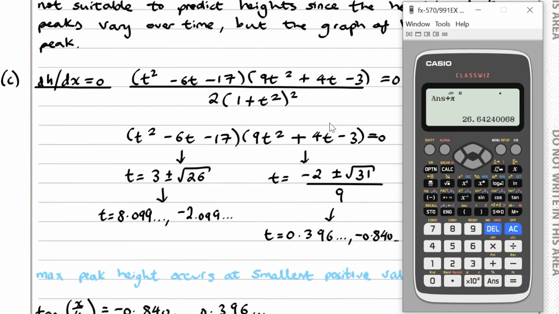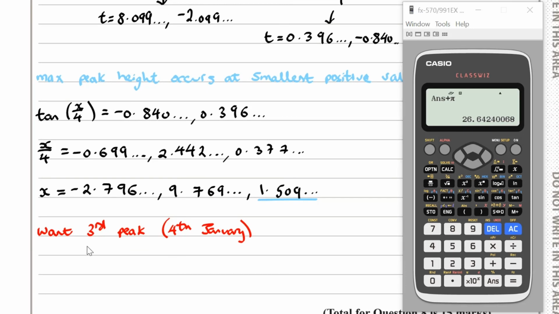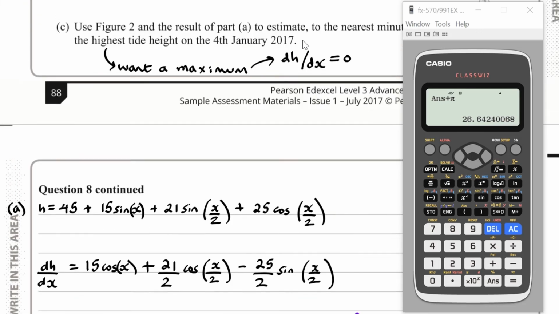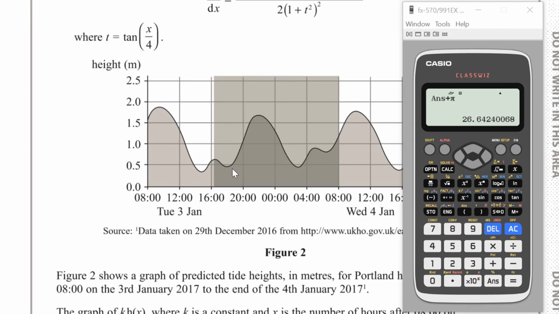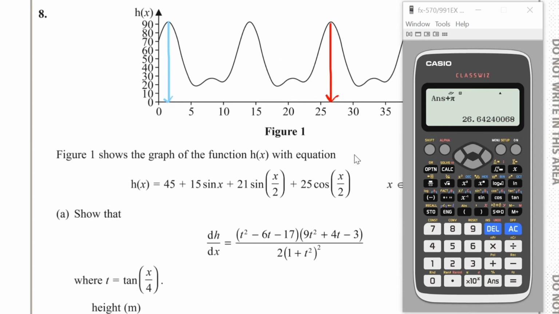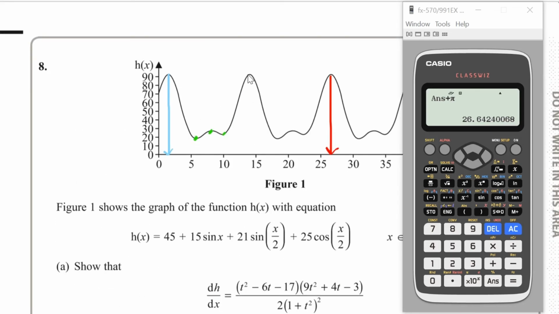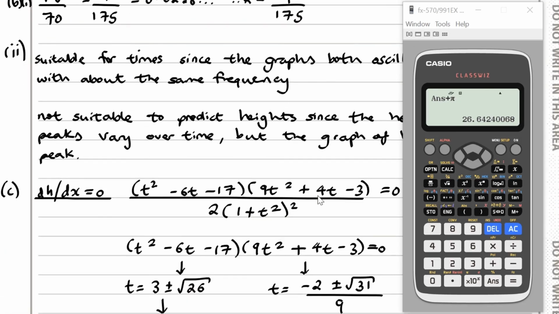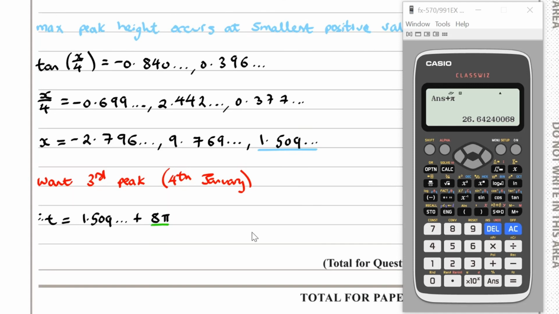So therefore, you'd hopefully see that t is equal to this 1.509, etc. plus 8 pi. Now I've added 8 pi to get a value that's in this region of the third peak. So remember, it's finding the maximum, the minimum, the maximum, and then this one, then this one, and so on. So we've added 8 pi because of that reason. So let's just count that. We've got 1, 2, 3, 4, 5, 6, 7, 8. So the reason we had to add on 8 pi was to get that third peak. Hopefully that makes a bit of sense. So that's why we've added the 8 pi.